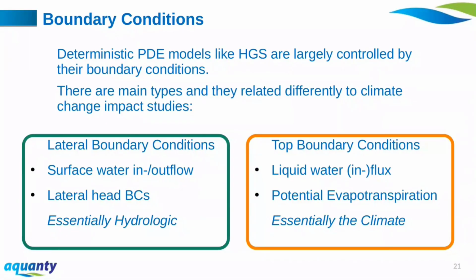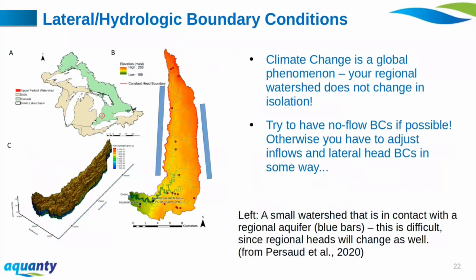So there's liquid water influx at the top. That's precipitation primarily, but also snow melt. But then there's also evapotranspiration. So we have to prescribe potential evapotranspiration, and then there are vegetation processes that will result in actual evapotranspiration. So first, the lateral boundary conditions.